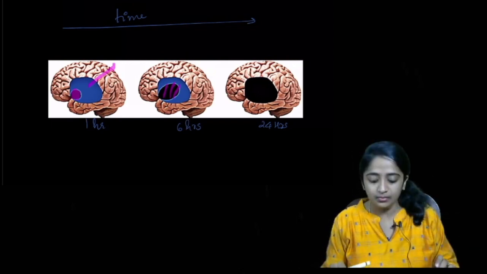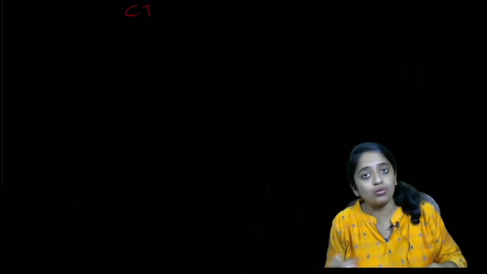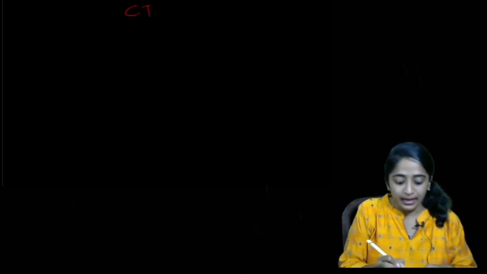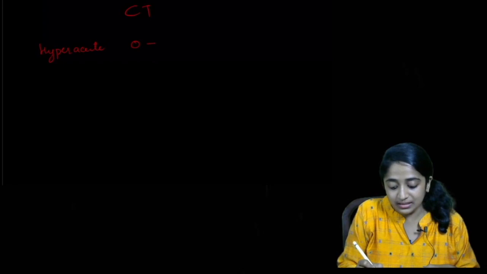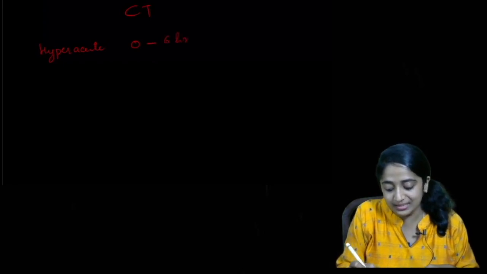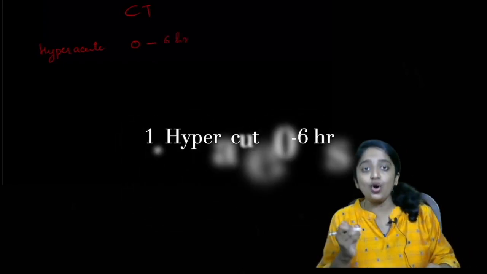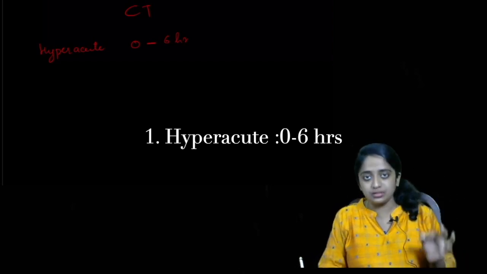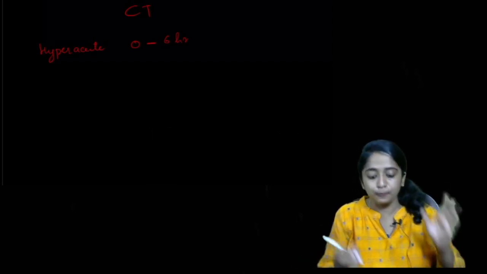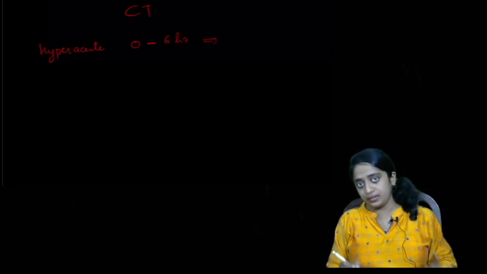Okay. So similarly, even in imaging, there comes the role of time. You can divide the imaging of CT in ischemic stroke or infarct based on timing. It can be hyperacute, that is, when the duration of insult is less than 6 hours. The patient is presented with weakness. Within 6 hours of onset of weakness, you're going to image. That stage is known as the hyperacute stage.